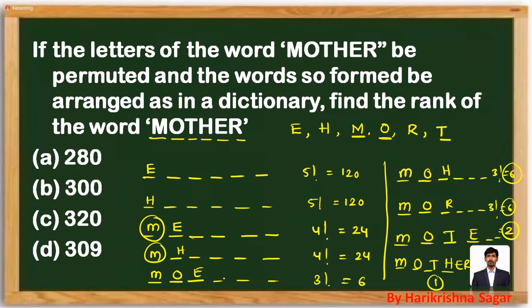So this is the total number of possibilities. We can mark the answer by adding all this. 120 plus 120, 240. 240 plus 30, that is 270. 270 plus 30, that is going to be 300. 300 plus 9. So the rank of the word MOTHER will be 309. Mark it as option D.